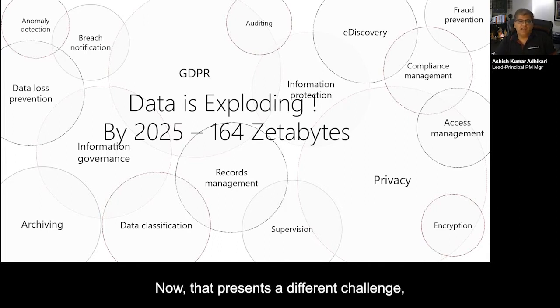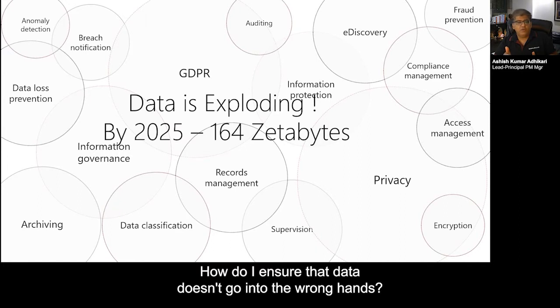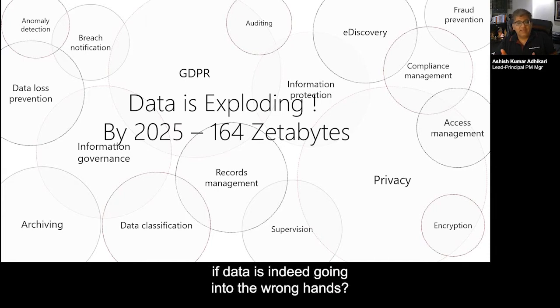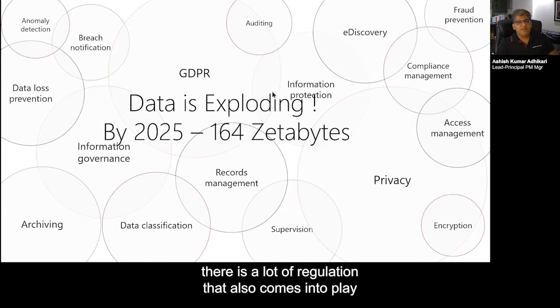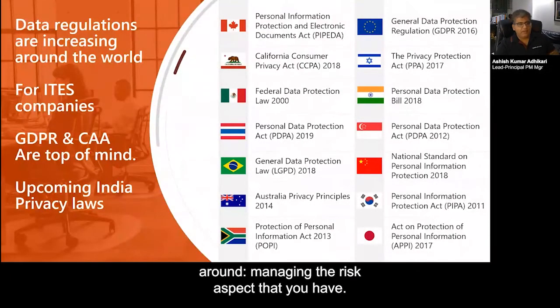Now, that presents a different challenge. You have so much data. How would I run security and encryption of the data? How do I ensure the data doesn't go into the wrong hands? And more important, what are the risks that get created if data is indeed going into the wrong hands? And you'll see, given a lot of this automation, there are a lot of regulations that also come into play, which you have to comply with for all this data. How do I really ensure I am classifying my data, I am protecting my data, and I am in line with the compliances that my organization has to follow for the data? That's where my talk will be around, managing the risk aspect that you have.